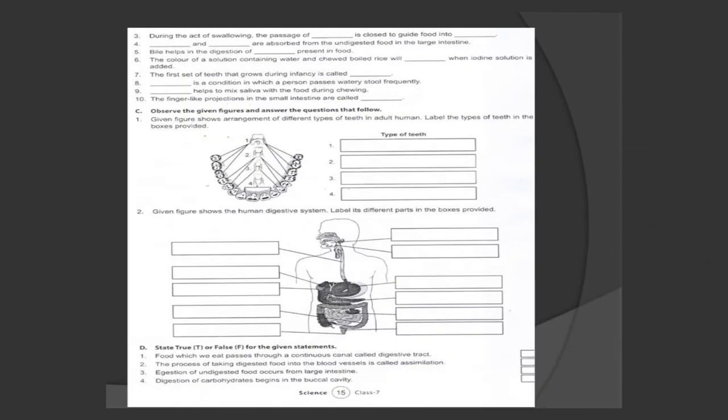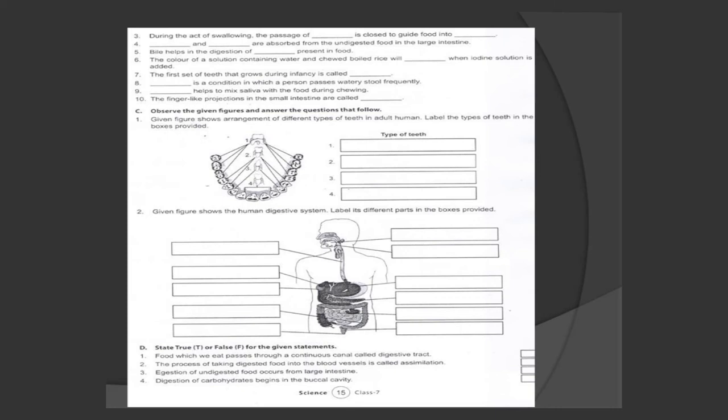Then, during the act of swallowing, the passage of the windpipe is closed to guide the food into the food pipe. So the answer is windpipe or food pipe. Then fourth question, water and salts are absorbed from the undigested food in the large intestine. Then fifth question, bile helps in the digestion of fat present in the food. Answer: fat.